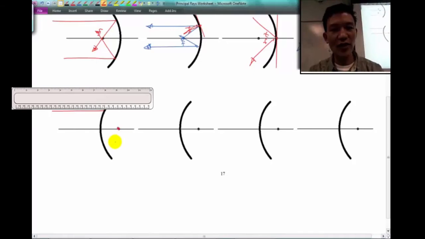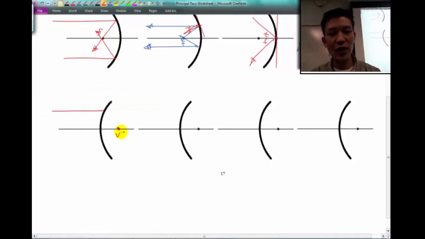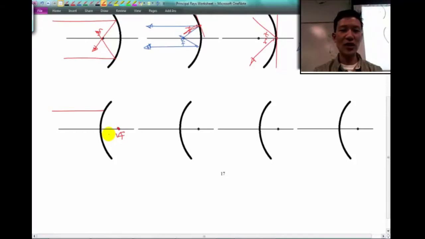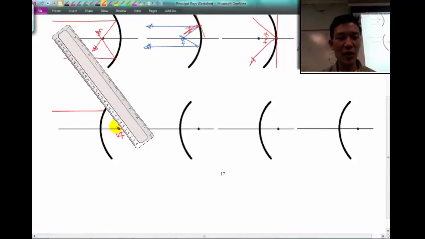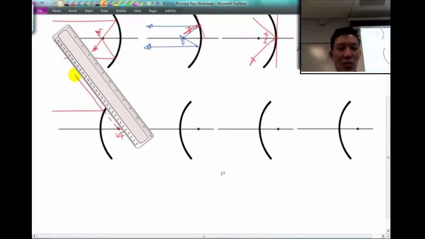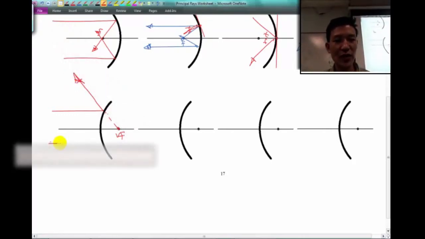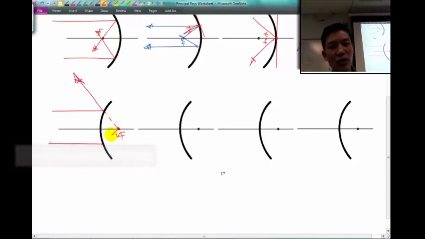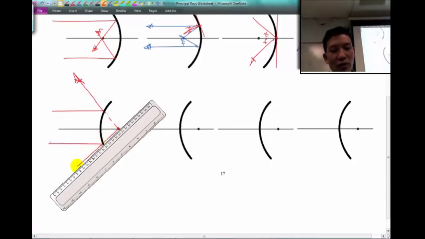If it comes in parallel, here's what's different. This focal point is behind the mirror. It's a virtual focal point. Sometimes you'll see it labeled VF for virtual focal point. So what happens is the rays of light leave as if they were coming from this virtual focal point. The job of a convex mirror is to spread light out, but the key is it spreads it out in a uniform pattern that you can predict. So it comes in parallel, and it leaves at a virtual focal point, as if it was coming from that point there, okay?